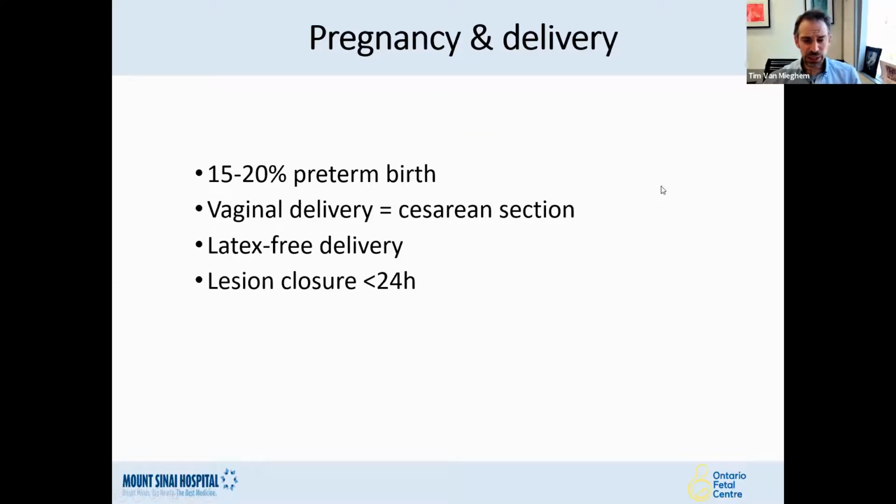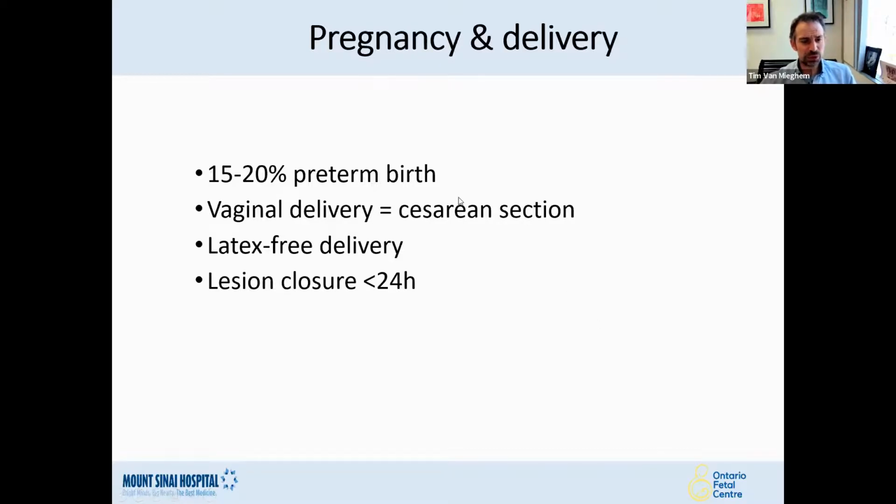We speak about mode of delivery, and overall, there is no clear evidence that a cesarean section is better for postnatal outcomes than a vaginal delivery. We do make an exception here for fetuses with really large lesions, saccular lesions, where we may prefer a cesarean section over vaginal delivery to prevent damage of the myelomeningocele sac.